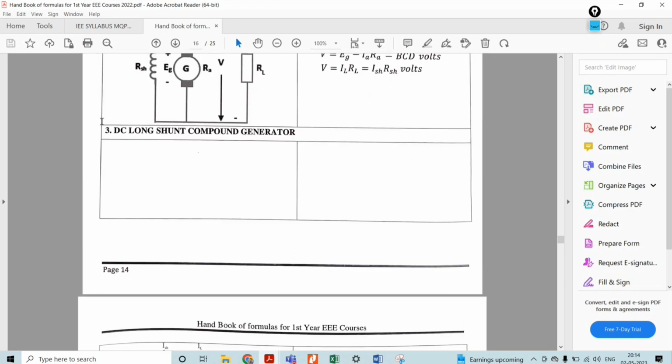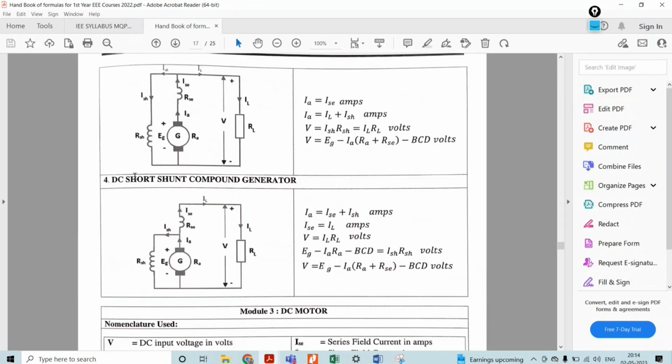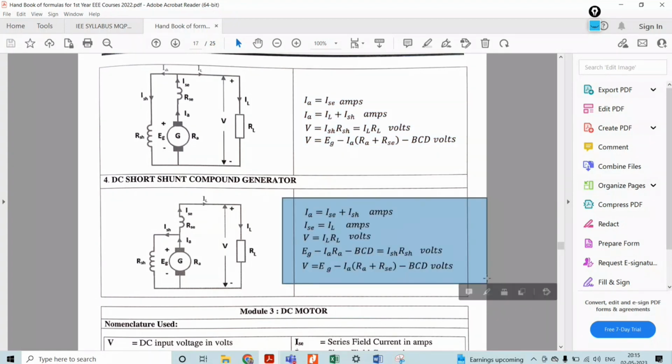In case of a compound generator, both the series field and the shunt field are present. But in that, again, there are two types, long shunt and short shunt. In case of long shunt, the shunt field is connected in parallel to the series field and the armature. In case of short shunt, the series field is connected in series with the combination of shunt field and armature. That itself is called a short shunt compound generator. The equations are provided; go through these equations and practice, because you can directly use them to solve. That is enough, because they are provided in the data sheet.